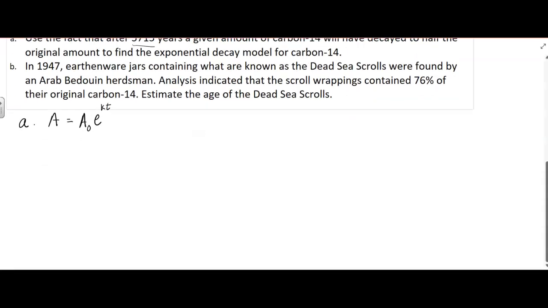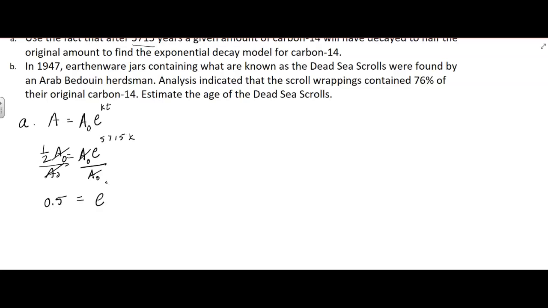Okay, so the amount that we have, you're right, we don't know what that is, but we know that after 5,715 years, we're only going to have half the amount. So whatever we start with, it doesn't matter how much, after that half-life, we're only going to have half the amount left. Well, now what I can do is divide both sides by a naught, and it cancels out here and it cancels out here as well. So I get 1/2, or 0.5, I'm going to put it as a decimal, equals e to the 5,715k. All right, so that looks a little cleaner. Hopefully it makes some sense to you.